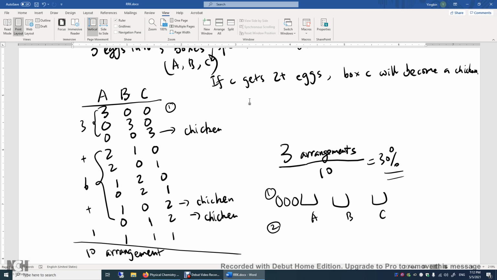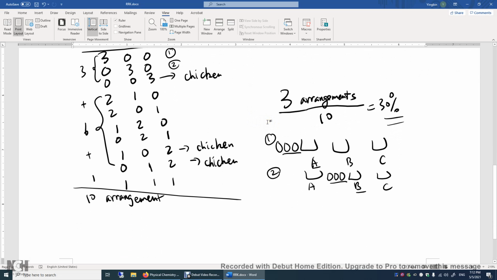What about my second arrangement? 3 eggs in B. So when I draw this, I just put the 3 eggs on the left-hand side of B. All right? So if you look at this picture, that means 3 eggs in B. Over here, 3 eggs in A, 3 eggs in B right here. And then number 3. No eggs in A, no eggs in B, but 3 eggs in C.